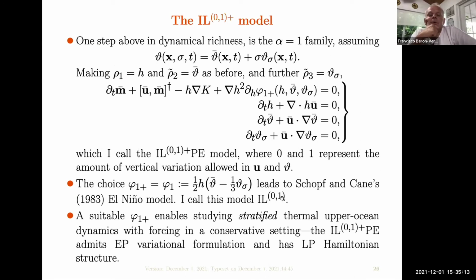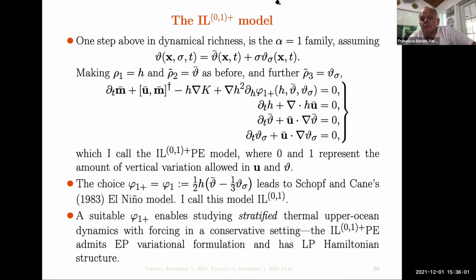But we can complicate things more. We can add some vertical variation in the system. We can allow the buoyancy to vary in the vertical. So this is a new part. We have an additional equation in here. And this system, for some special choice of phi 1, was used by Schopf and Cane to study El Nino dynamics. I'm calling this system the IL01, because we have a linear variation for the buoyancy in the vertical, but no variation for the velocity. Adding shear in the velocity is not trivial, because the Hamiltonian structure is not so simple to maintain.